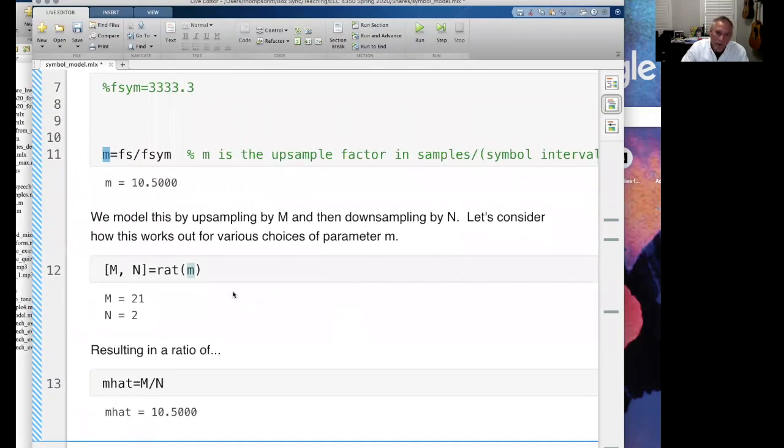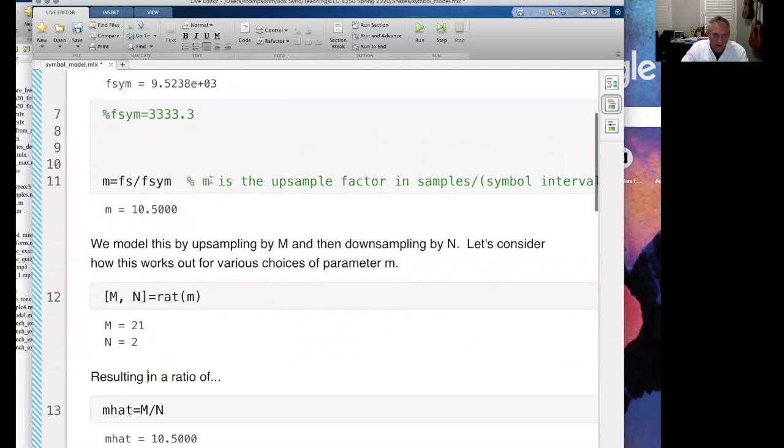All right, so what I wanted to point out next is this function called rat. The rat function in MATLAB is just trying to find a combination of integers that give you the input parameter m. So if I have m equal 10.5, then 21 over 2, those are both integers. 21 over 2 is equal to 10.5. But I wanted to point out that you have to be careful with this upsampling and downsampling model approach. And here's an example of why.